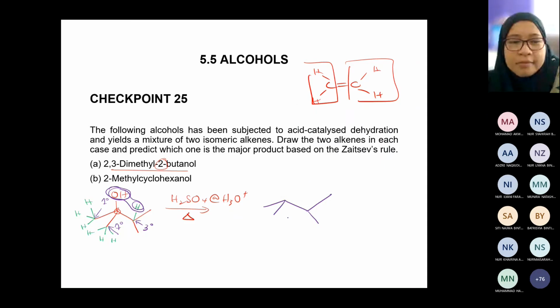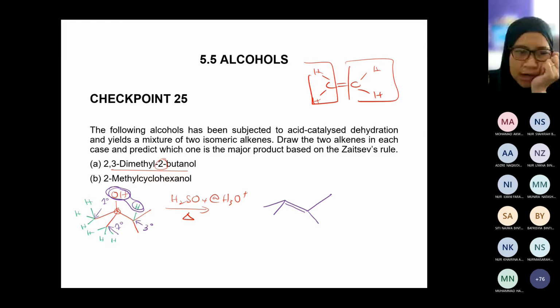Begini. OH ni dah keluar kan? So dia akan form double bond dekat sini. Tada! Okay, siap dah lah. This is based on CHM rule. Ada tak major minor? No, this is the only product form, the sole product form.